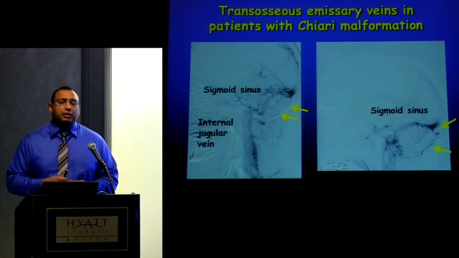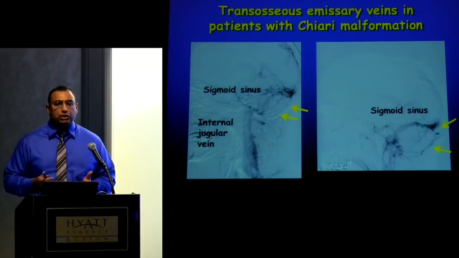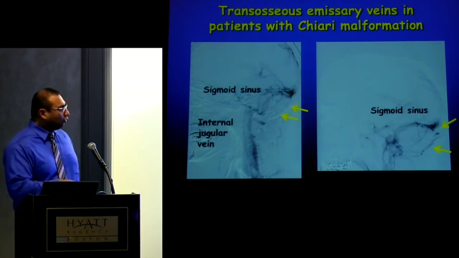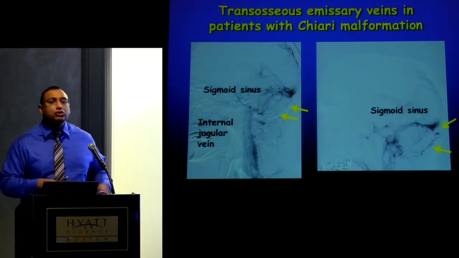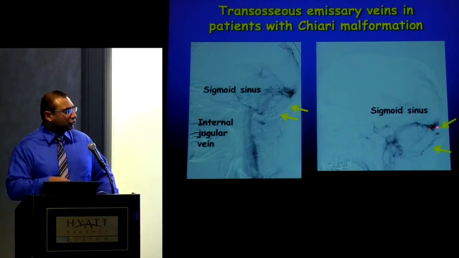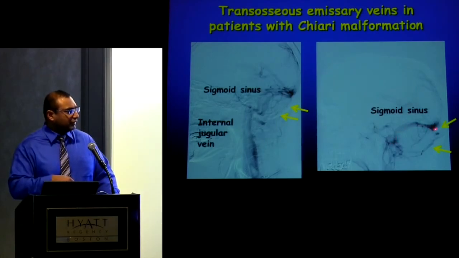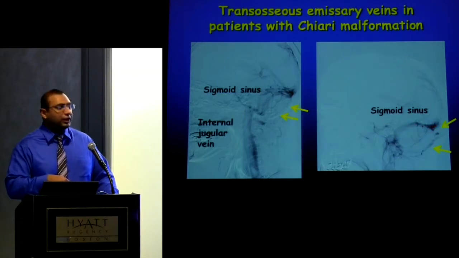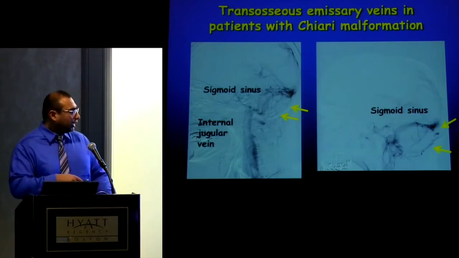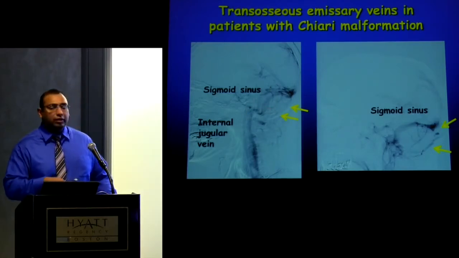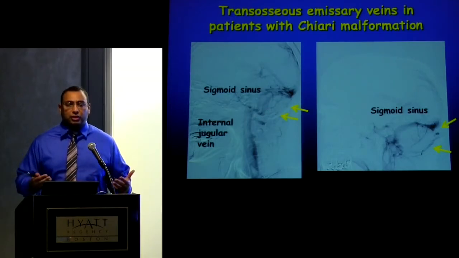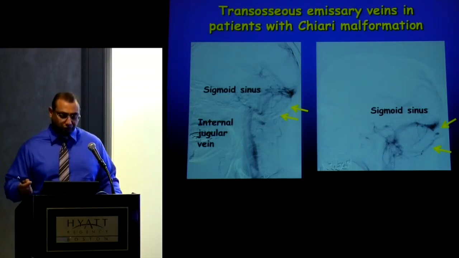Now we also end up seeing collateral formation, which probably is a consequence of the stenosis or the occlusion. For example, you can see these transosseous emissary veins. In this patient with Chiari malformation, you can see the sigmoid sinus and the transverse sinus, and you also see prominent transosseous veins going through the occipital bone. And similarly, you can see smaller transosseous veins in another patient presenting with Chiari malformation, and this is a lateral venographic image.